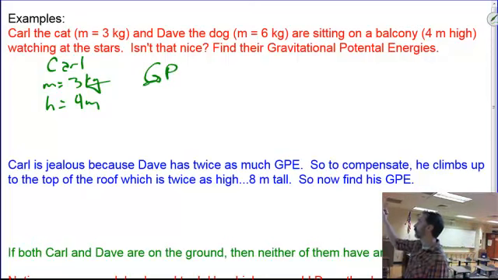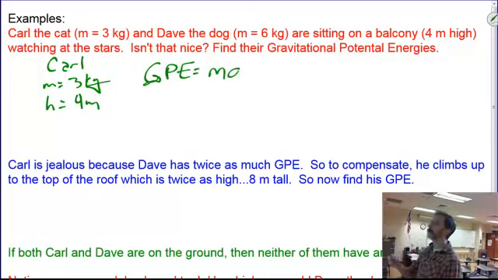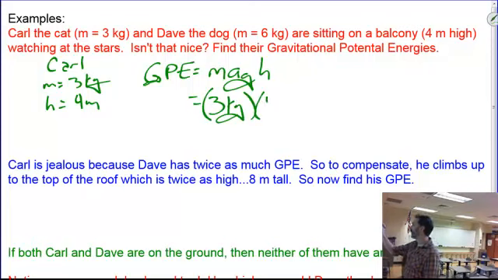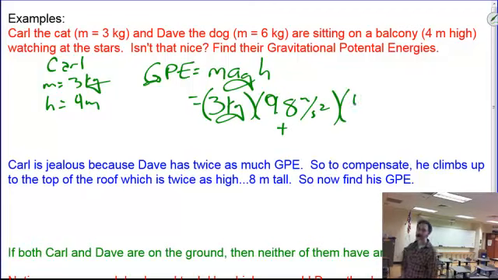So GPE is mass times acceleration of gravity times height. His mass is 3 kilograms. Acceleration of gravity is 9.8 meters per second squared. Notice I did use positive. And then we're going to multiply it by the height of 4 meters.